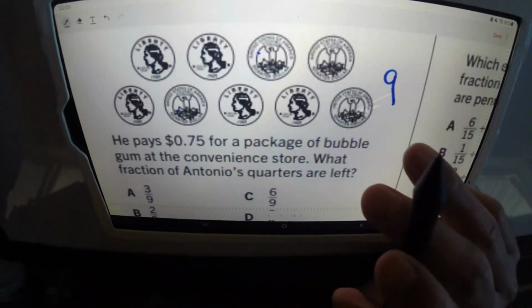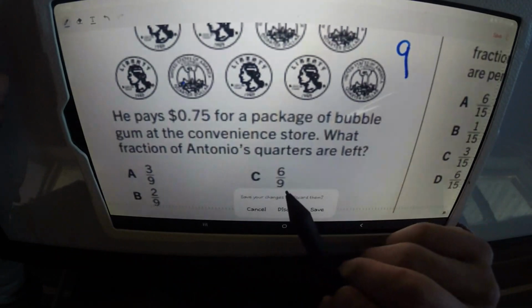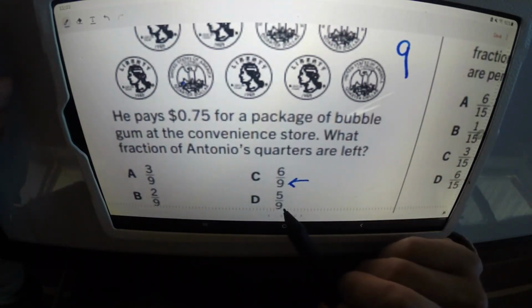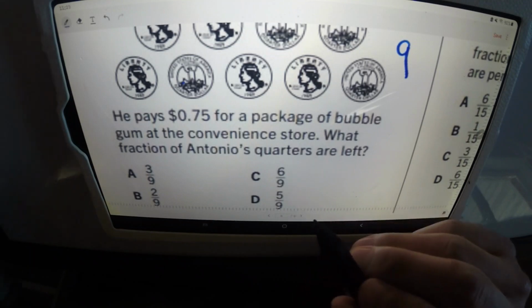He pays 75 cents for a package of bubble gum at the convenience store. What fraction of Antonio's quarters are left? Now if you look here, all the denominators are the same. They all have 9, because there are 9 total coins.